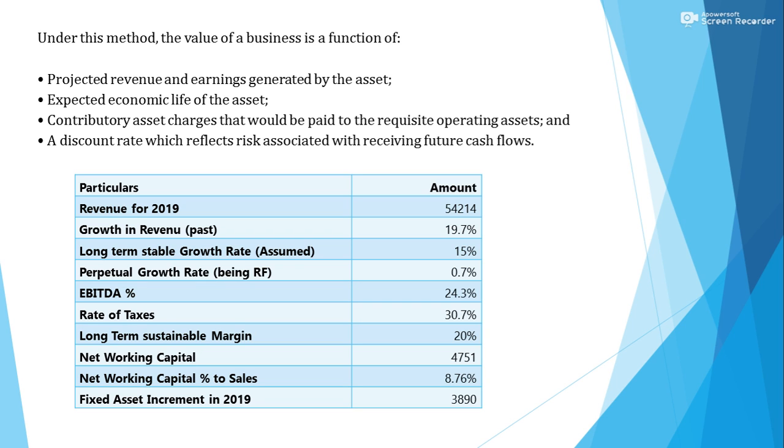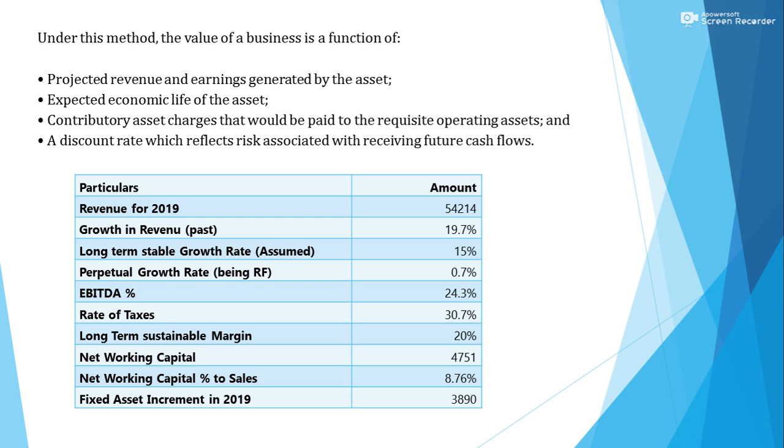Under the DCF method, the value of a business is a function of the projected revenue and earnings generated by the asset, the expected economic life of the asset, the contributory asset charges that would be paid to the requisite operating assets, and a discount rate which reflects the risk associated with receiving future cash flow.